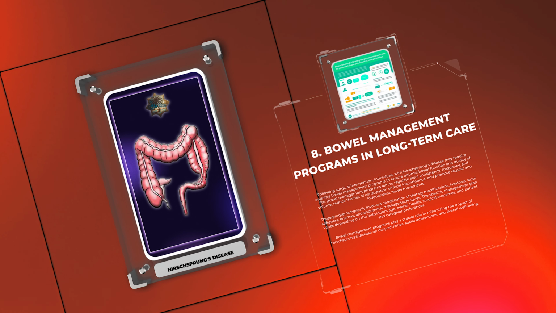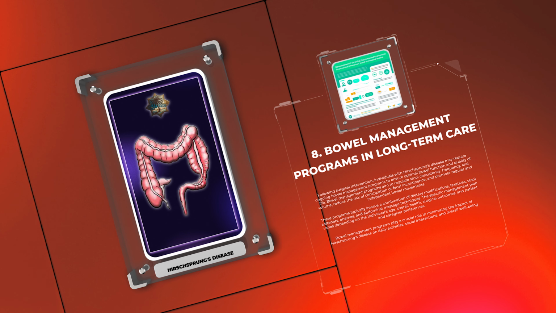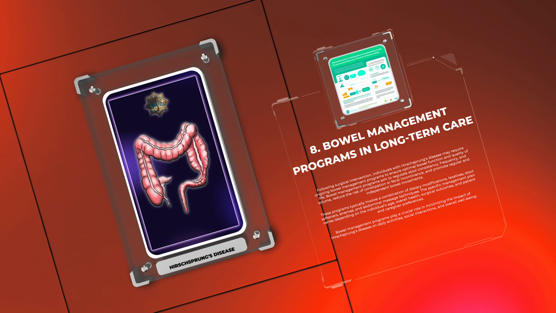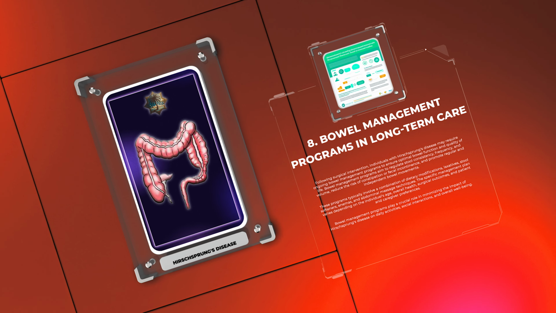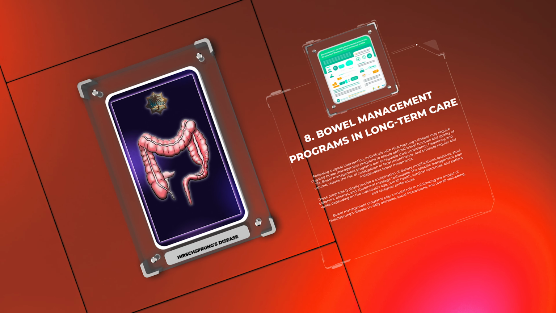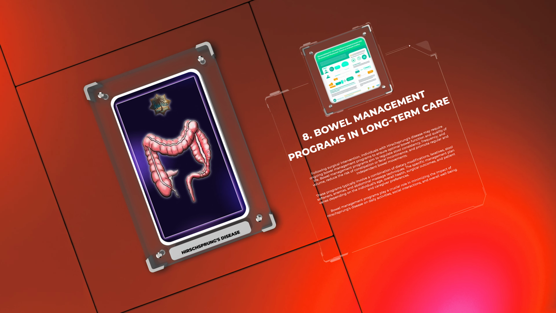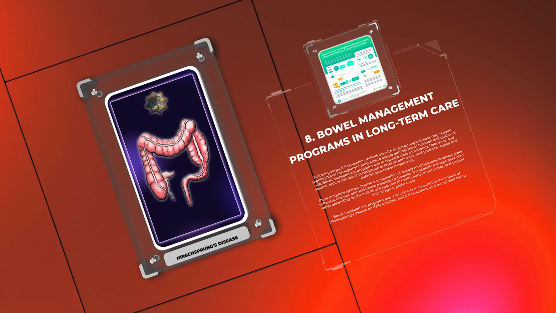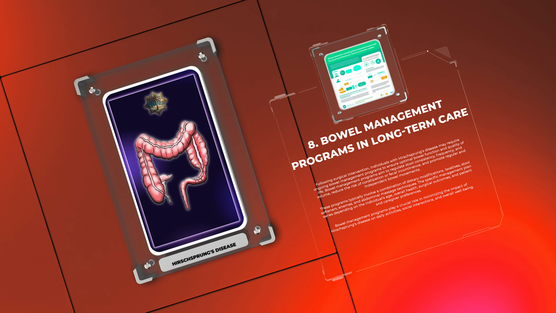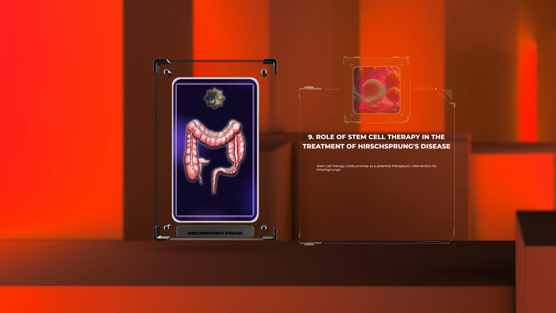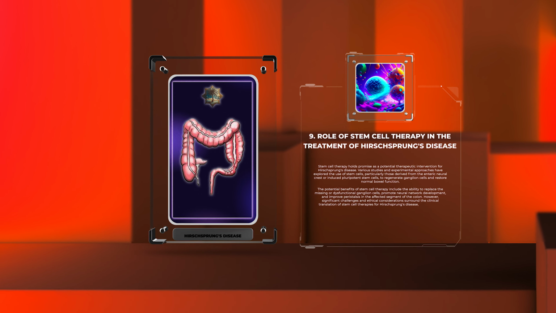The specific management plan varies depending on the individual's age, overall health, surgical outcomes, and patient and caregiver preferences. Bowel management programs play a crucial role in minimizing the impact of Hirschsprung's disease on daily activities, social interactions, and overall well-being. Stem cell therapy holds promise as a potential therapeutic intervention for Hirschsprung's disease.